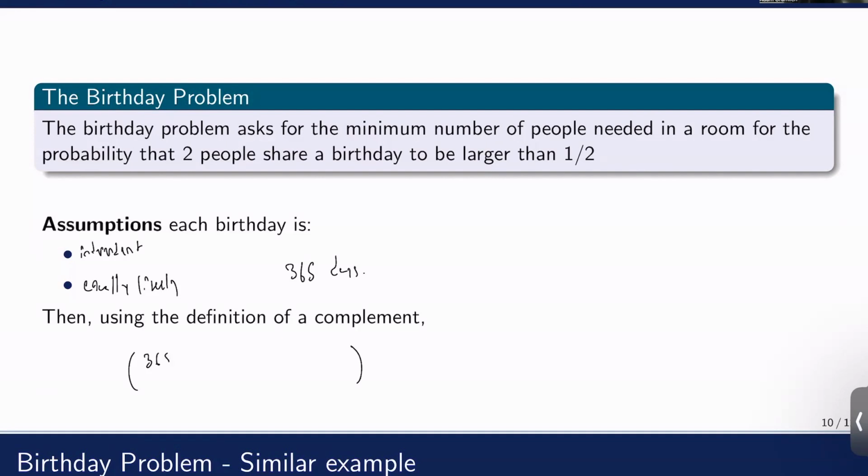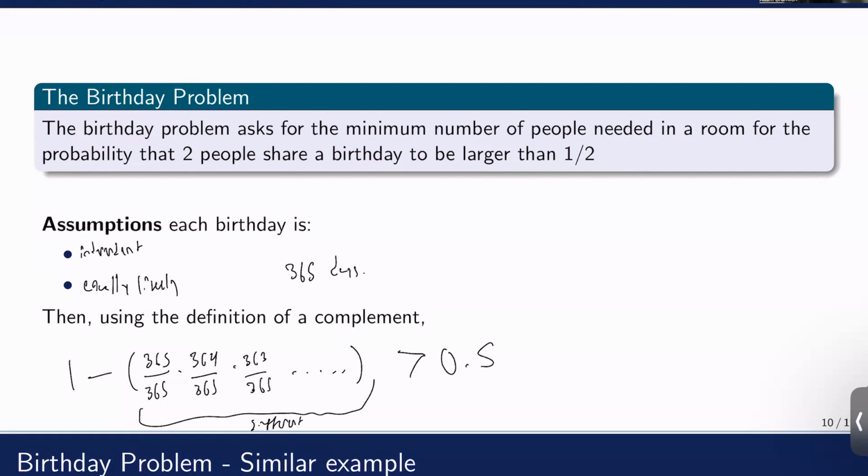So for the first person, 365 over 365. The next person's probability would be 364 because they have one less day to choose from. Then 363, all the way down. And we're going to keep doing that and take the complement of it. Since this is all different days, we want the same day. And we keep doing this until this number exceeds 0.5, meaning we've exceeded that 1/2.